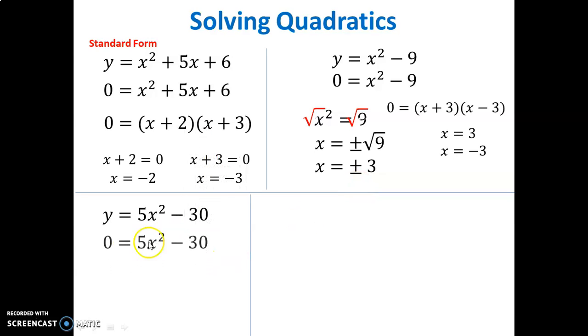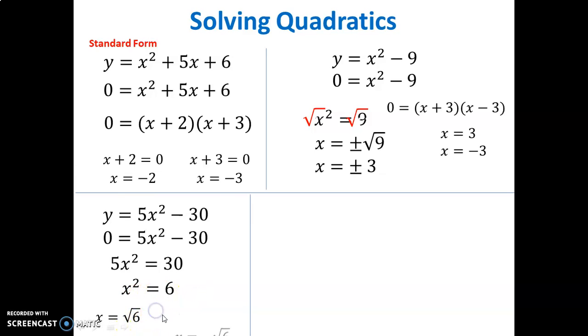So first set it equal to 0. Then I can move this 30 to that side, move the 30 over there. So I have 5x squared equals 30. Divided by 5, x squared equals 6. And now I'm at the same place I was here. I can take the square root of both sides and get two answers. x equals positive root of 6 and x equals negative root of 6 if I take the positive and negative versions of that. Those are two answers. We can leave them like that or get the decimal values, but it's fine like that.